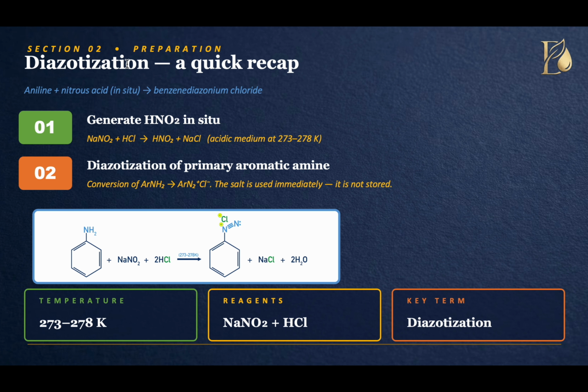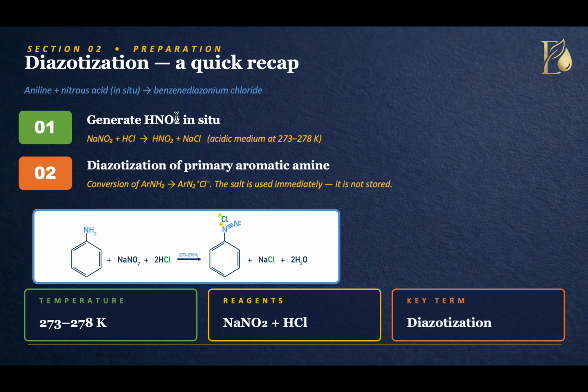Now we can look at the preparation of diazonium salts. So there are 2 steps. First is generation of nitrous acid, which is used as the reagent in the diazotisation reaction, which is a reaction for the formation of the diazonium salt. Then the second step is diazotization of primary aromatic amines.